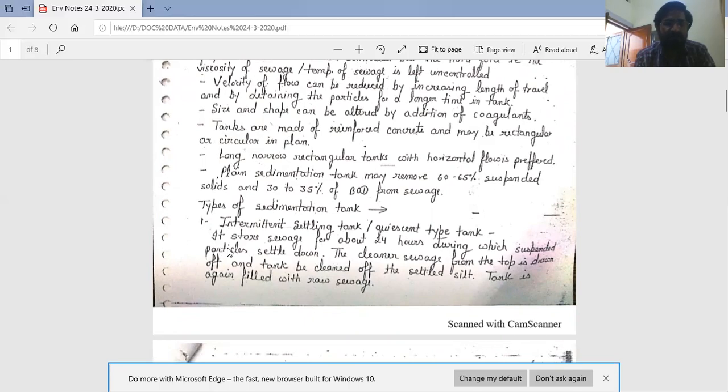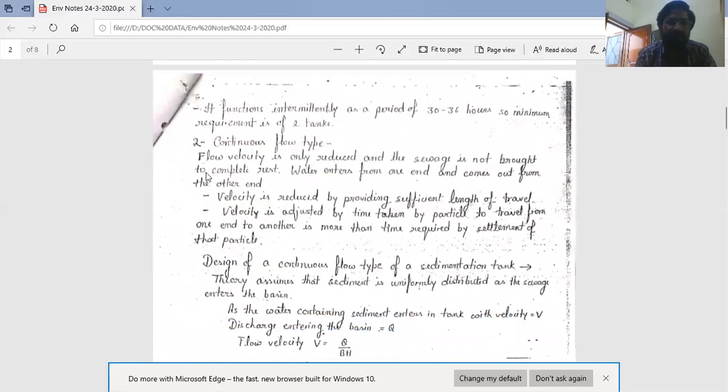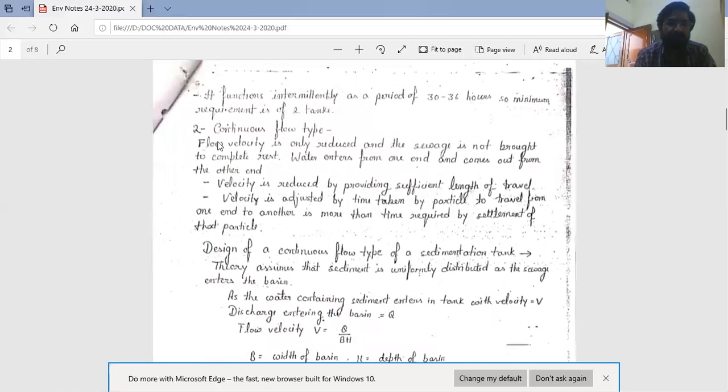It stores sewage for about 24 hours, during which suspended particles settle down. The cleaner sewage from the top is drawn off and the tank is cleaned of the settled silt or sludge. The tank is again filled with raw sewage. It functions intermittently over a period of 30 to 36 hours. So the minimum requirement is 2 tanks when cleaning. Second is the continuous flow type.